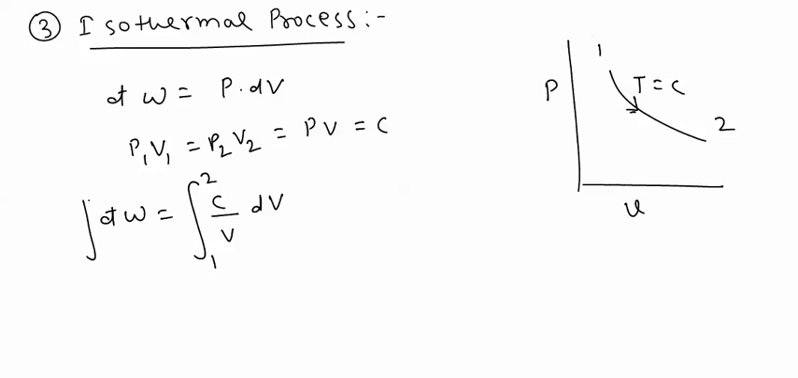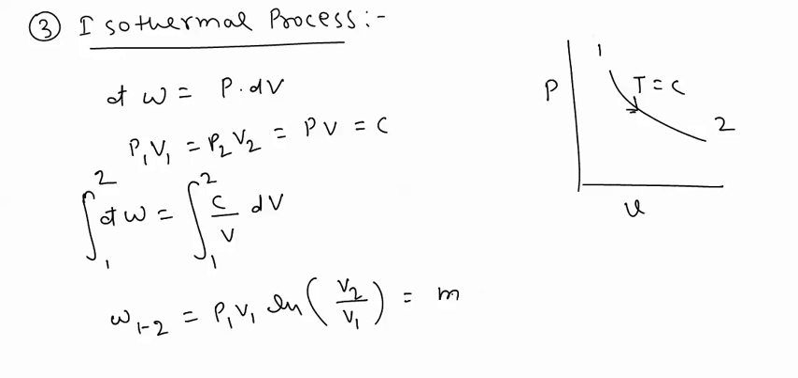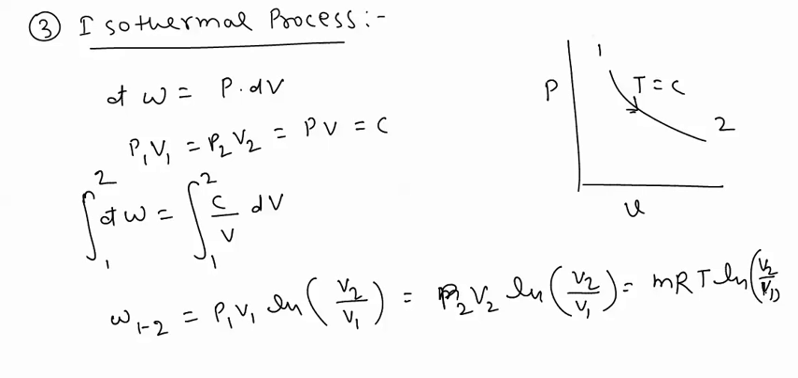Then your work done from 1 to 2 will be equal to P1 V1 ln(V2/V1), or equal to P2 V2 ln(V2/V1), or mRT ln(V2/V1). That is the work equation for the isothermal process.